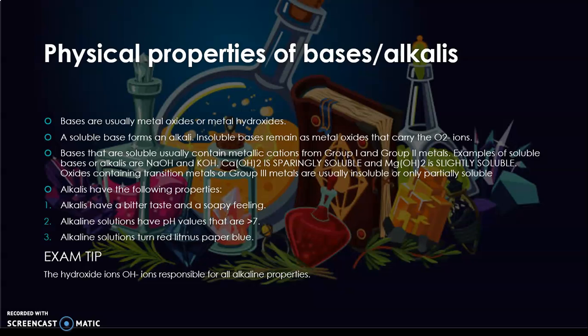Now, this is a way to identify the alkaline nature, whether it is a base or an acid. If it's a base, the red litmus turns blue. And what about an acid? Watch my other video and see what acids do to litmus paper. Does it bleach or does it change to another color? Exam tip: the hydroxide ions, OH- ions, are responsible for all alkaline properties. This is a great help which I'm giving to you guys. Exam tip: the OH- ions are responsible for alkaline properties.